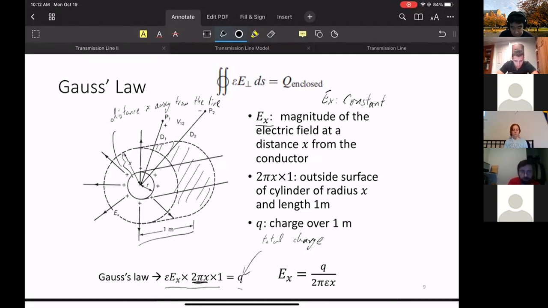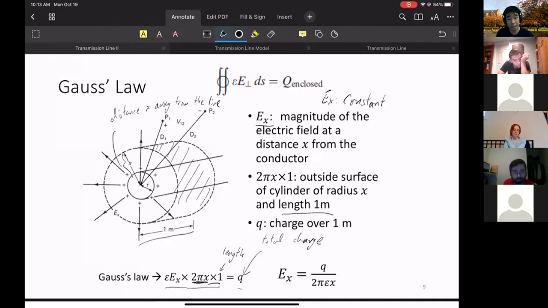Then there is this 2 pi x. What do you think this 2 pi x is? To see how many people are actually still here. Where does 2 pi x come from? I have a cylinder and I want to integrate over its surface. This is the circumference of the cylinder, multiplied by 1, the length. Remember, we're integrating over a length of 1 meter. So the electric field multiplied by the surface area of the cylinder is equal to the total charge Q.